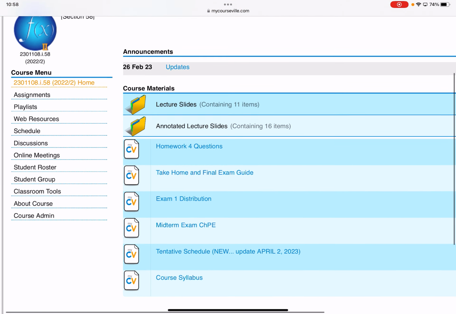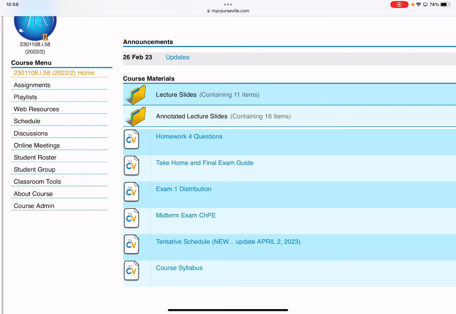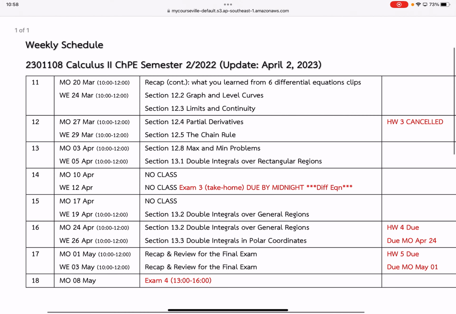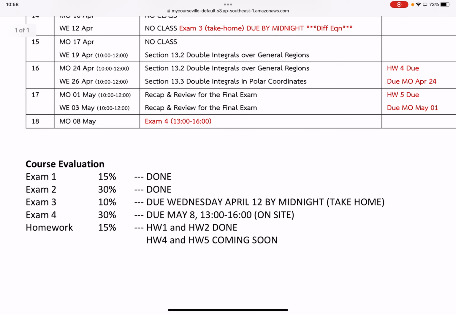Now taking a look at the schedule. The things that you already did: exam 1 and exam 2. This week on Wednesday you're going to see the take-home exam for differential equations. I'll give you 1 week to do it, so submit by Wednesday, April 12. That's exam 3 for the class.